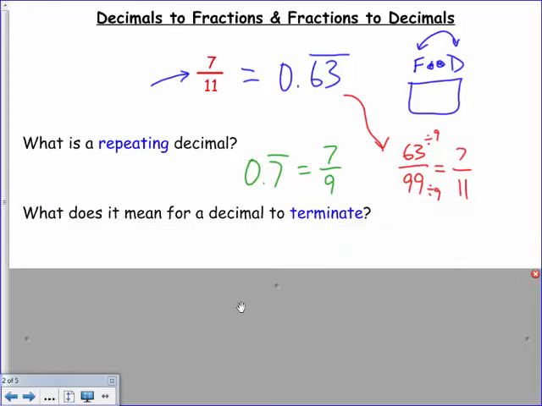What does it mean for a decimal to terminate? Well, that's if it doesn't repeat, it just ends for sure. So if I had 1/4, that's really 0.25, and it terminates. There's nothing after that.